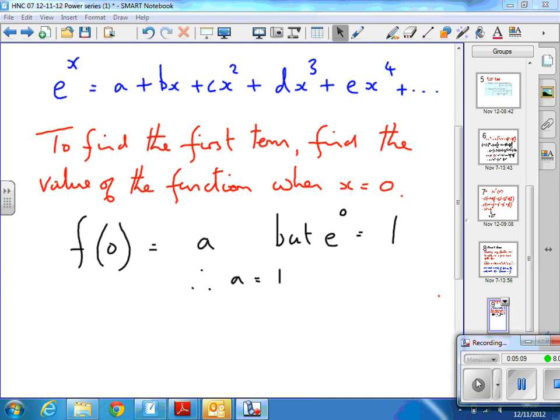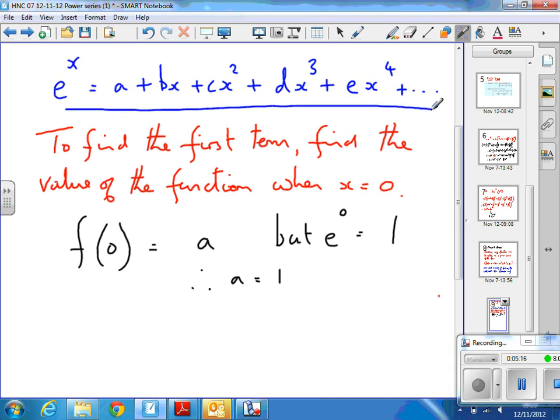Now let's look at this. What have we done? We've got this series, and we can find the first term by letting x equal 0. Why did that work? Because the first term didn't involve x. So if I let x equal 0, then it's gone. What we need now is a way of finding b. And this is where the differential comes in.